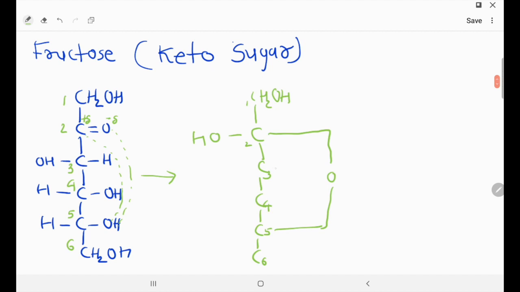On the third carbon, 1H, here will be 1 OH. On the fourth carbon, 1 OH, 1H. On the fifth one only 1H, and the last one CH2OH. This is number 6 exactly. So this is the structure of fructose.